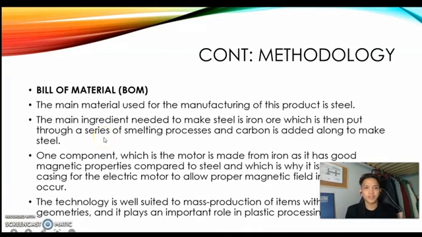For the bill of materials, the main material used for the manufacturing of this product is steel. The main ingredient needed to make steel is iron, which is then put through a series of smelting processes, and carbon is added along to make the steel.